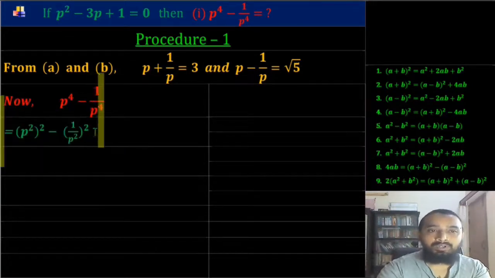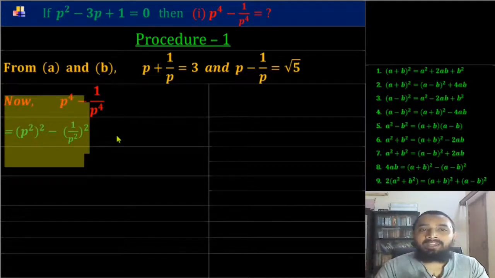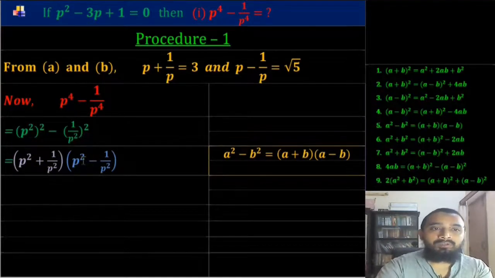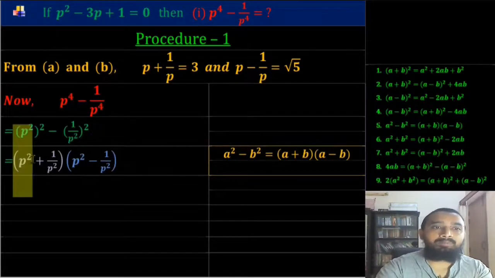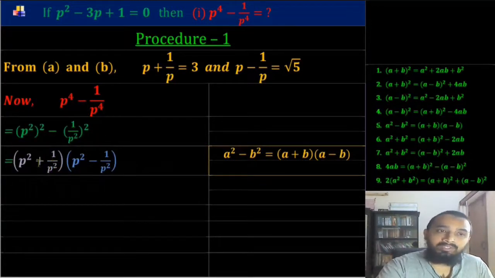Now for this portion we're going to apply the formula of a square minus b square, and here p square works as a and 1 by p square works as b, and by applying the formula we have a plus b, that means p square plus 1 by p square into p square minus 1 by p square. Now look, for this blue portion we can apply the same formula again, and for the light violet portion we're going to apply the corollary. Now for this one we can apply either the corollary using p plus 1 over p or the corollary using p minus 1 over p.